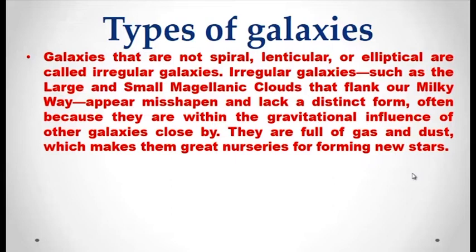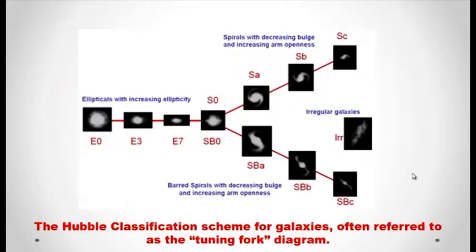That's why it exists. These irregular galaxies are full of gas and dust, which make them great nurseries for forming new stars. This is how irregular galaxies can be learnt.